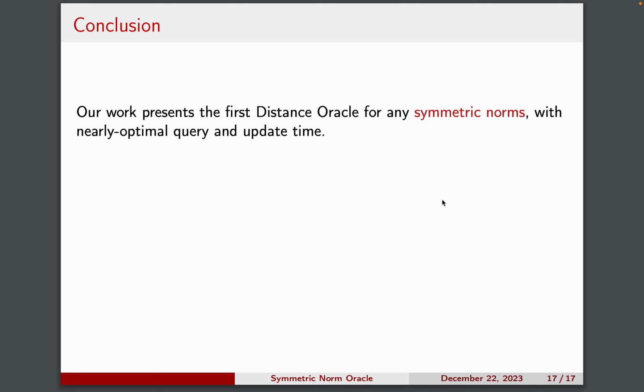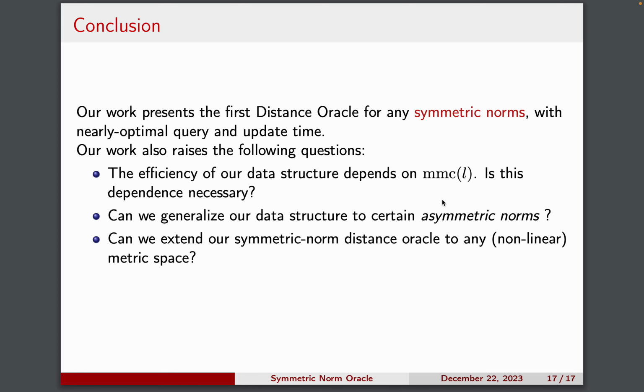To conclude, our work presents the first distance oracle for any symmetric norm with nearly optimal query and update time. This work also raises some questions. The first is: can we remove the dependence on the MMC(L)? Can our data structure be generalized to some asymmetric norms? And can we extend our symmetric norm distance oracle to any nonlinear metric space?